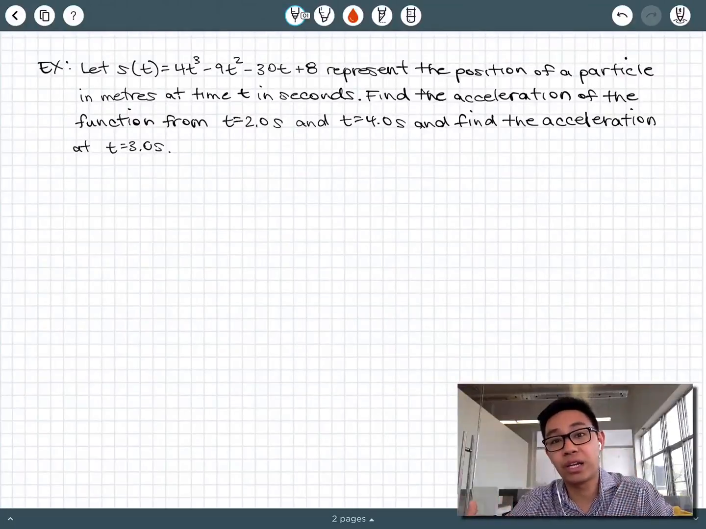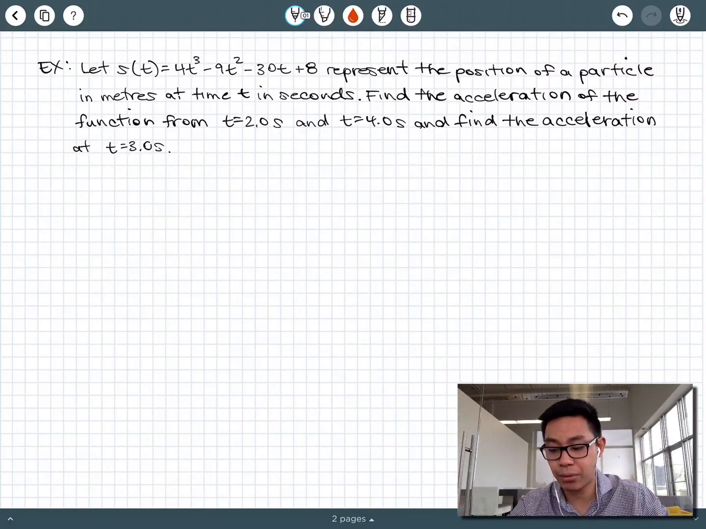Let's work on finding average rates of change and instantaneous rates of change for these linear motion problems. So let S at t represent the position of a particle in meters, and t represent the time in seconds. It wants you to find the acceleration of the function from t equals 2 to t equals 4, and find the acceleration at t equals 3.